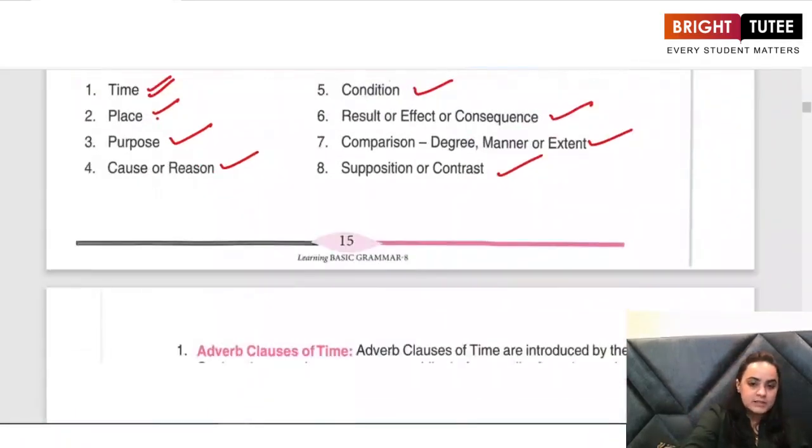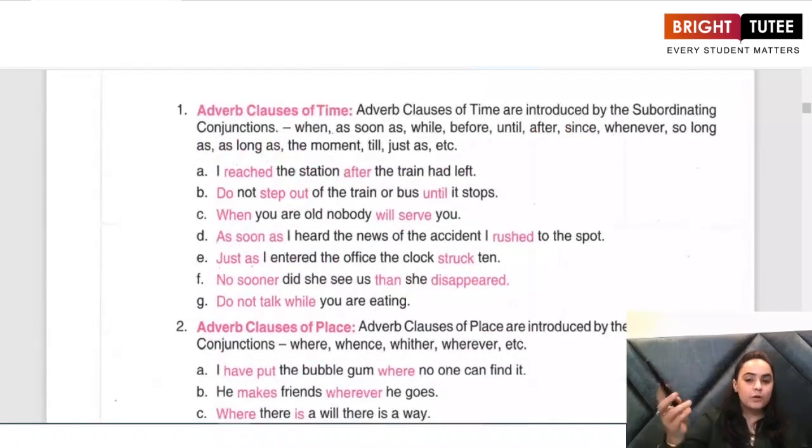First, let us talk about the adverb clause of time. As the name suggests, time is what we are talking about.